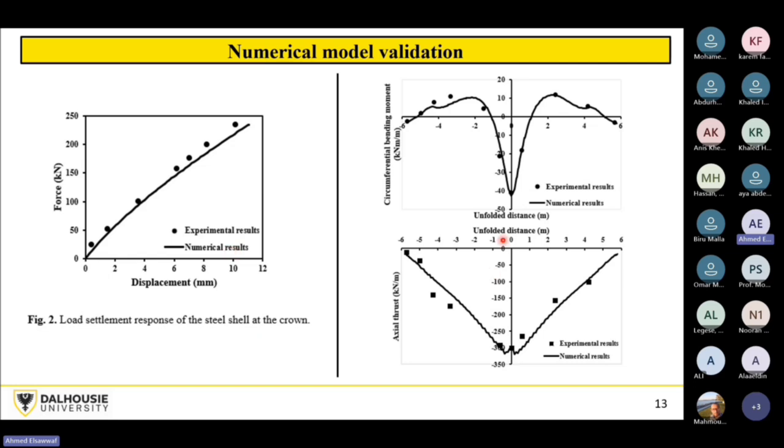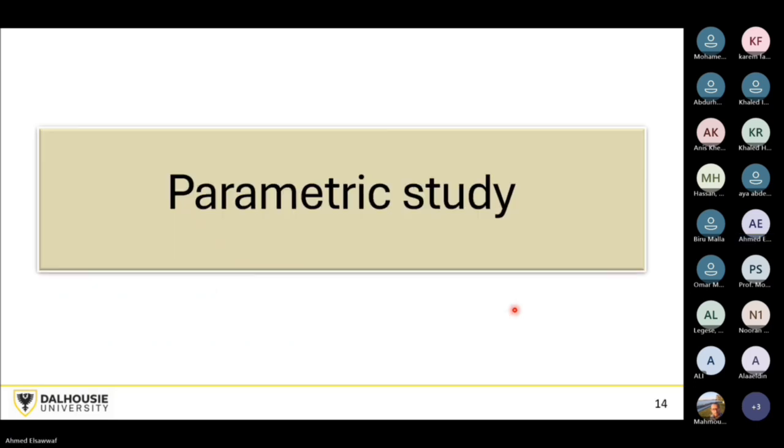And along the steel arch, if we have the unfolded distance on the x-axis and the bending moment on the y-axis, or the axial thrust, which is the normal force in the circumferential direction, you can see that we have a good agreement as well. So we are now fairly sure that our model is doing well, and we can start our study.